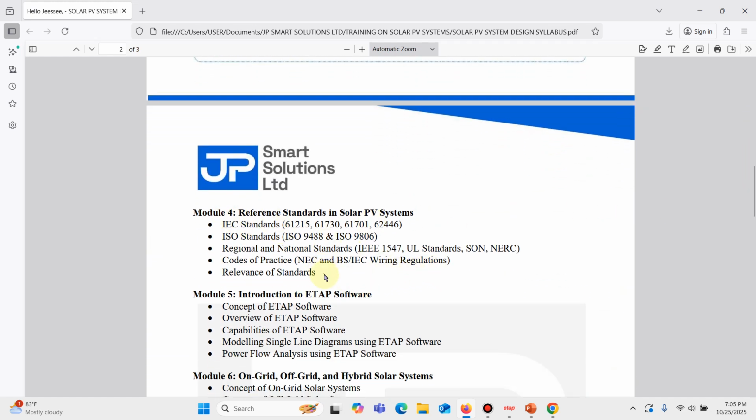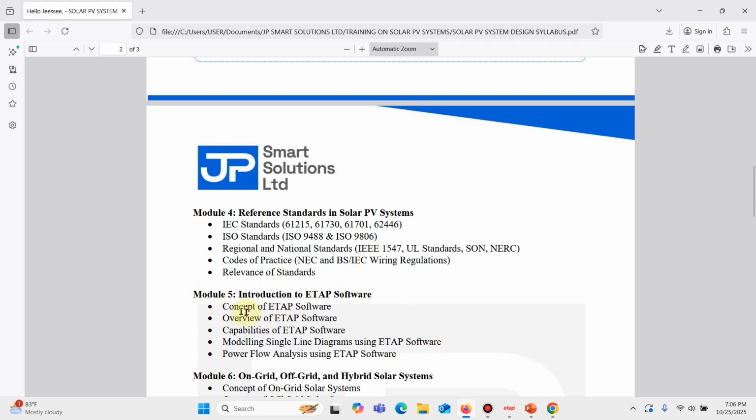Designing solar panels is not complete without following adequate standards. So we are going to be talking about reference standards in solar PV systems, IEC standards, we have a whole lot of them, ISO standards, we have regional and national standards such as the IEEE standards. We also have codes of practice such as the NEC, and we are going to explain the relevance of following these standards while designing your solar PV systems. And of course, we mentioned we are going to be using a software known as ETAP software for this design. So of course, we need to teach you about the software. So we are going to introduce you to the software in Module 5.